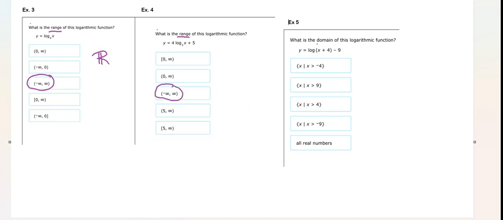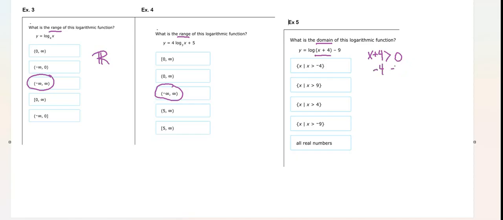Now here they're asking us for the domain. So that's going to be a little bit different, and it's not difficult at all. The way that you find the domain is you focus in on what they call the argument. This is a log of x plus 4. So it's this x plus 4 that we're going to be concerned about, and we're going to set it to be greater than 0. And then you solve it for x.